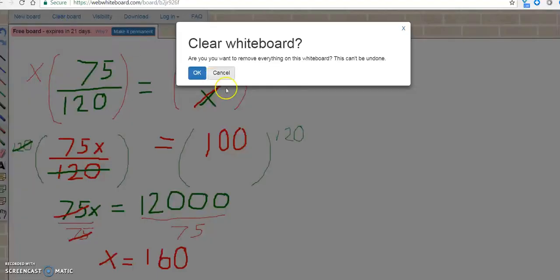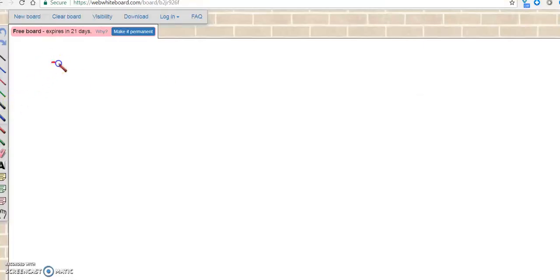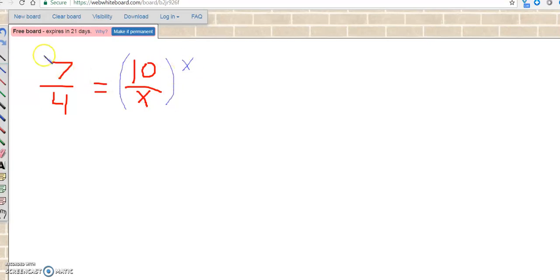Let me clear the board. We had 7/4 equal to 10/x. We're going to use the exact same method that we used a minute ago. We're going to first of all multiply both sides by x. And when we do that, these two x's will cancel out and will give us a 10 on this side.